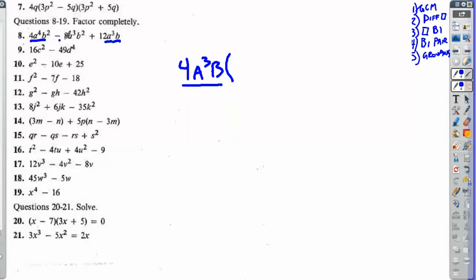And I'm going to divide all of these by my greatest common monomial. So 4 divided by 4 is 1. A to the fourth divided by a to the third is a. B squared divided by b is just b. Negative 8 divided by 4 is negative 2. A to the third divided by a to the third is 1. B squared divided by b is b. Finally, 12 divided by 4 is 3. A to the third divided by a to the third is 1, and b divided by b is 1.